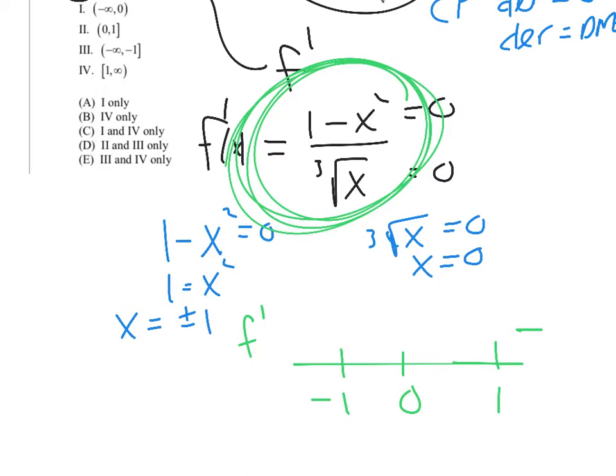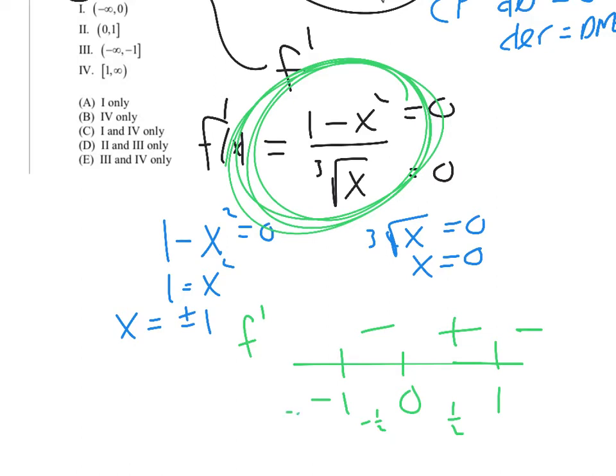If I plug in a 1/2, 1 minus 1/2 squared, so that's 1 minus 1/4, is positive. The cube root of a half is a positive. If I plug in a -1/2, 1 minus -1/2 squared is still 1 minus 1/4, so that's positive. The cube root of a negative is a negative, so that's a negative.